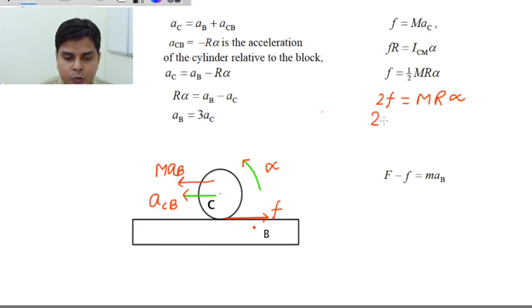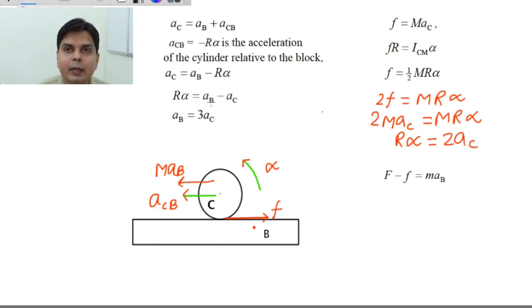It will become 2M AC is equal to M R alpha. So I can write R alpha is equal to 2AC. Now substituting this value of R alpha in this equation here, you will get R alpha is equal to AB minus AC is equal to 2AC. So I can write AB is equal to 3AC. So this is the relationship between AB and AC.